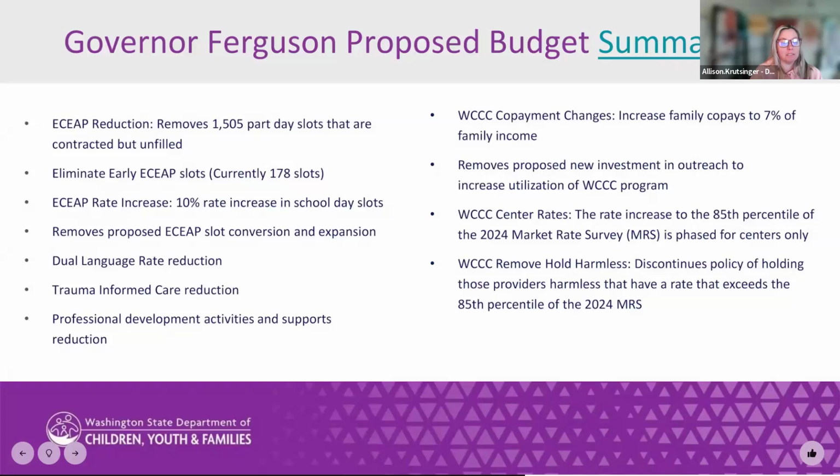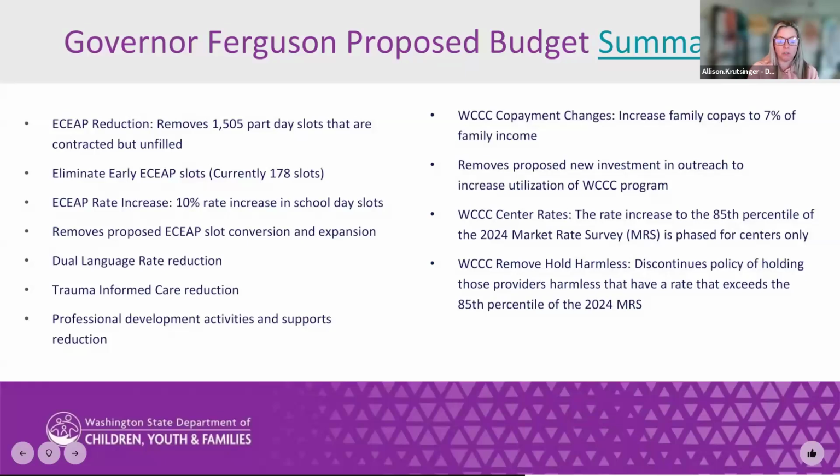So the phased for centers piece, as a reminder, family child care providers are represented by SEIU 925. They have a collective bargaining agreement that contemplates their rates, the enhancements, the trauma-informed care rate or enhancement, the dual language rate, as well as subsidy rates. What Governor Ferguson's proposed budget did is leave the collective bargaining agreement intact. So there are no changes to what was bargained between family child care providers represented by SEIU 925 and the state of Washington. So when we talk about phased for centers or reductions for centers, what that means is the family child care investments negotiated in the CBA remain whole, and there are changes to the rate for centers.